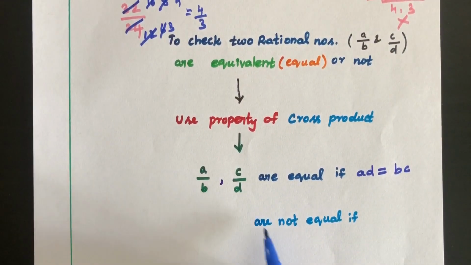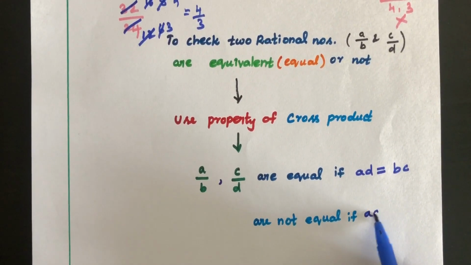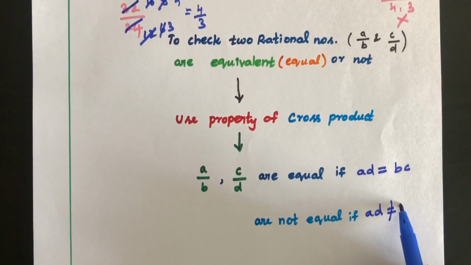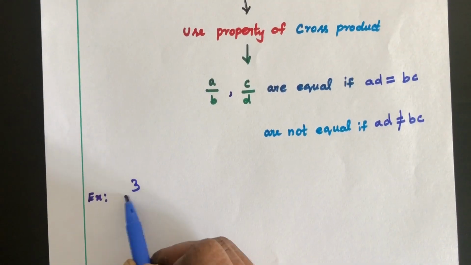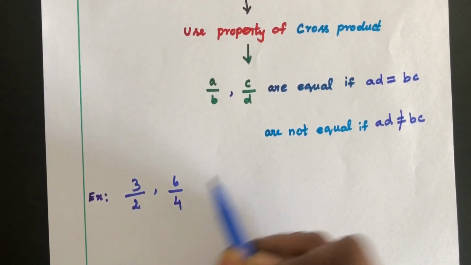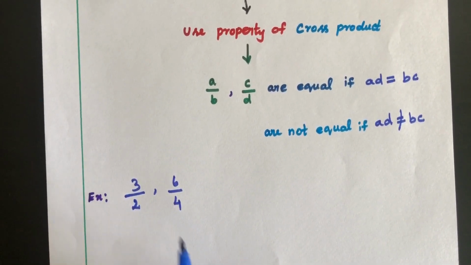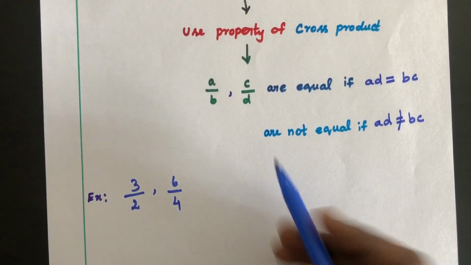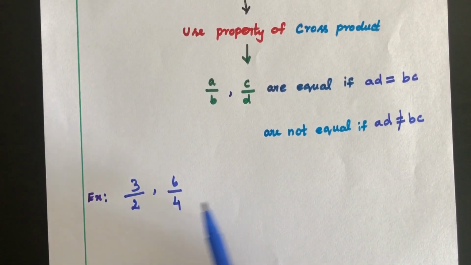These two rational numbers are not equal if AD, by cross multiplication, is not equal to BC. That's all. For example, 3 by 2, comma, 6 by 4. We are going to find whether these are equal or not. If they are equal, when you multiply crossly, the products will be equal.